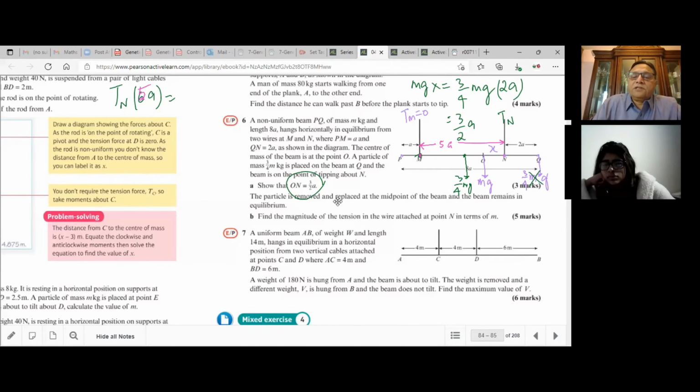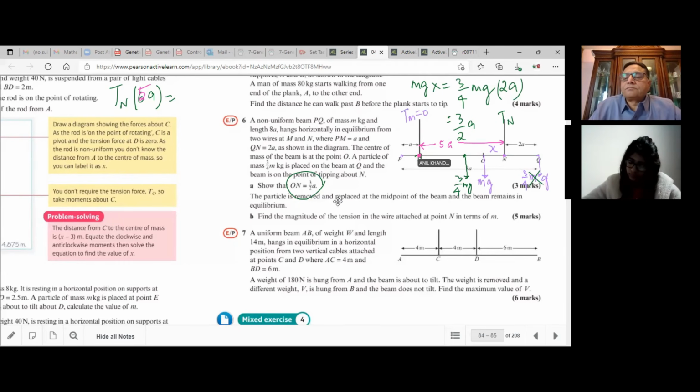Find the magnitude of tension in the wire attached at point N in terms of M. So we'll calculate the moment about M. Is it okay? Yes, so we have to look at M. So from Tn, it is 5a away because the total length is 8a, correct? Yeah. So Tn times 5a equals.